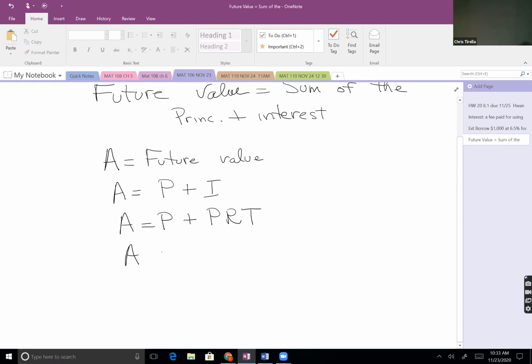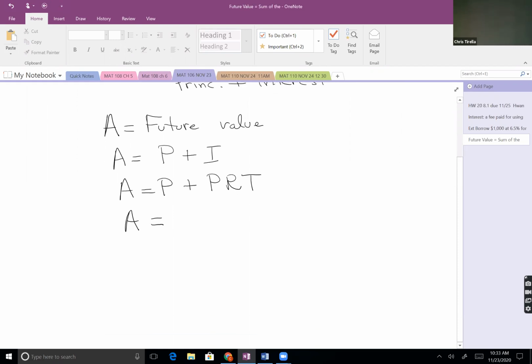And I'm going to wave my magic algebra wand. Has anybody ever in an algebra class had to factor? These both have a factor of P. And so when I take that out, I'd have 1 plus RT.